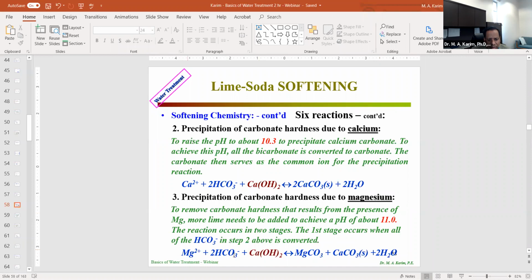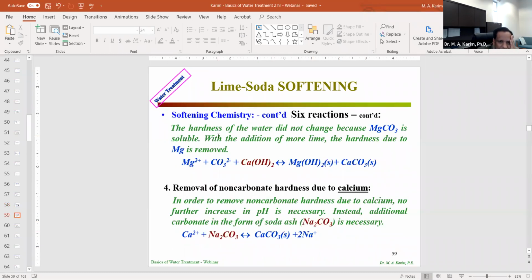Basically, what happens is magnesium and bicarbonate, whatever we have, we add this, becoming calcium carbonate, magnesium carbonate, and water. In this case calcium will be removed, but magnesium is not removed, because magnesium carbonate is not a precipitate, it is not a solid. In the next equation, magnesium carbonate is soluble. With addition of more lime, the hardness due to magnesium is removed. More lime means adding this hydroxide, which connects with that, becoming magnesium hydroxide solid and calcium carbonate solid.